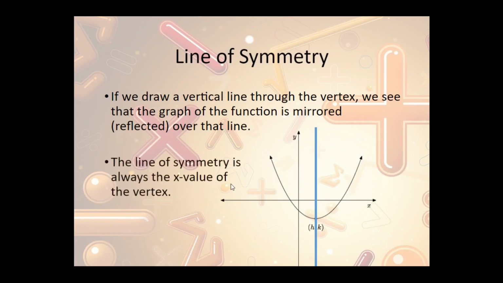And the line of symmetry always is the x value of the vertex. So my h here, that would be my exact line of symmetry. So in this case, let's say that our vertex is at 2, negative 3. So our line of symmetry would be at x equals 2.